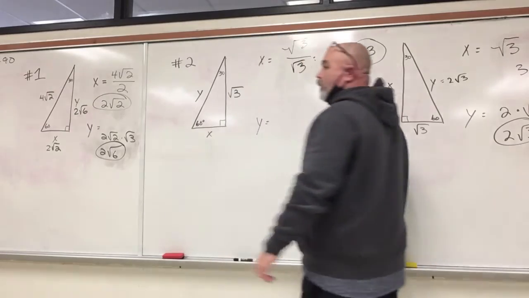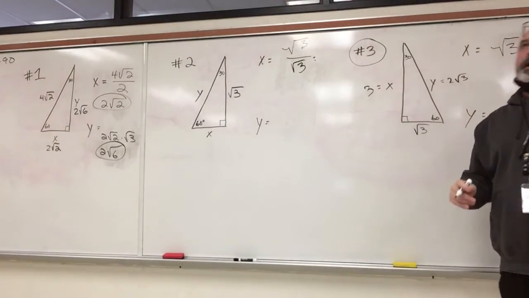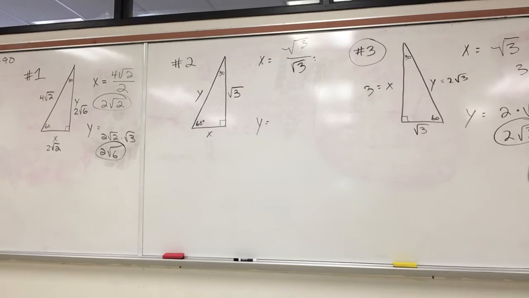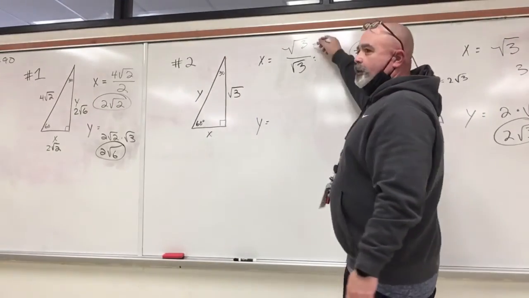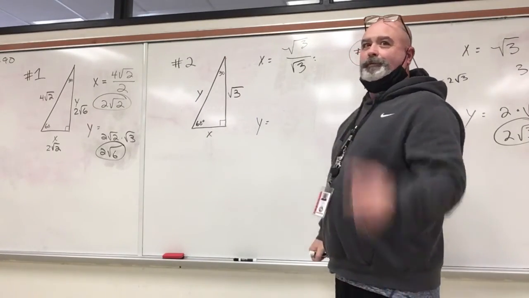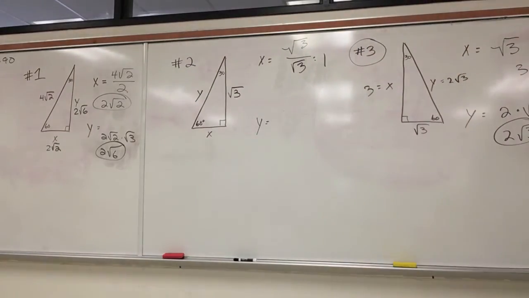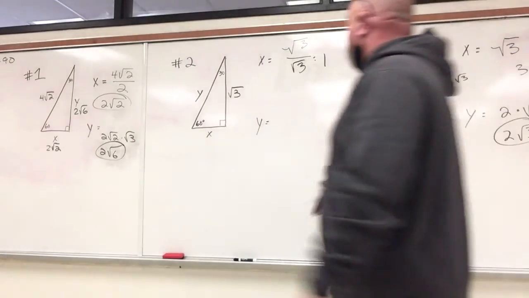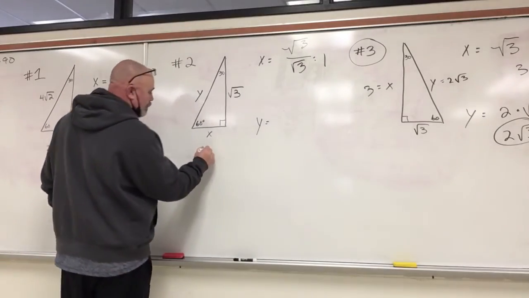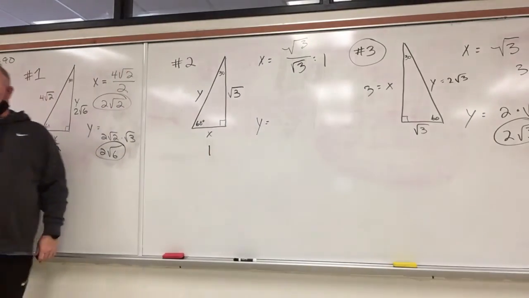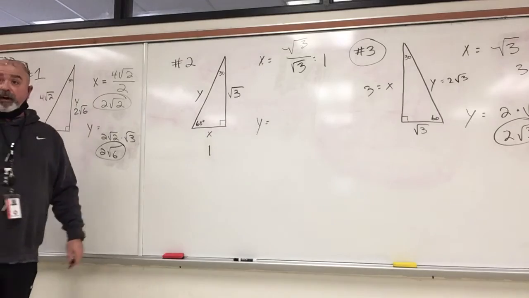and before you get all technical and say, well, you can't have a radical in the bottom, so you must multiply the top and the bottom by the square root of 3, that's gonna give square root of 3 divided by square root of 3, which is what? 1. Okay? So my short leg here is equal to 1. We found the key.